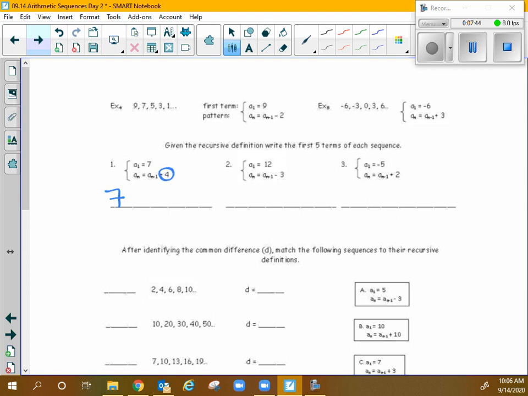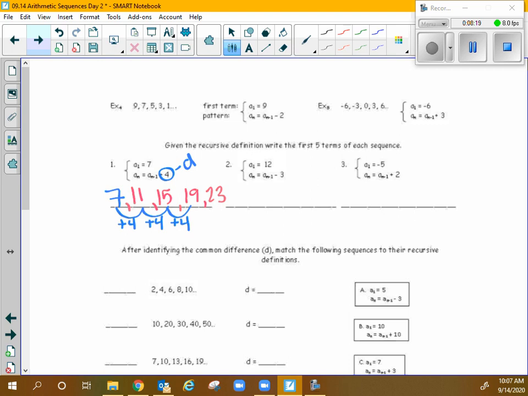Plus 4, and what does that represent? The common difference. So I'm going to be able to add 4 all the way across my sequence. So then what is the second term? 11. What's my third term? What's my next term? What's my next term? 23. Okay. Does that make sense?